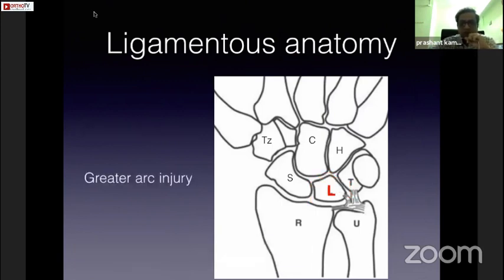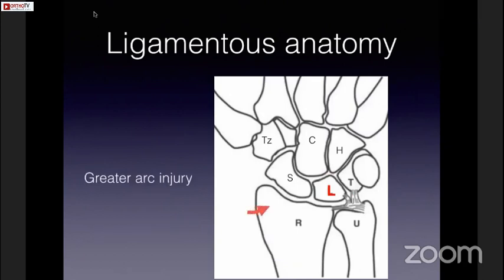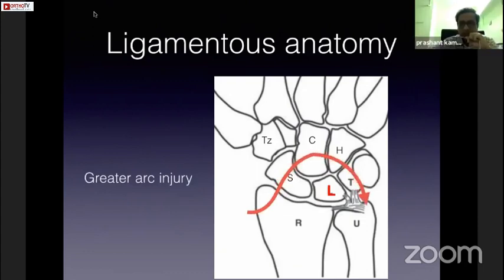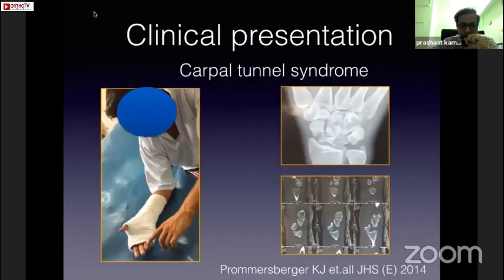So what is a greater arc injury? When the deforming force starts from the radial styloid, goes to the scaphoid, then the capitate, and ends up in the triquetrum and ulnar styloid. So this is called a greater arc injury. So let's have some clinical cases.